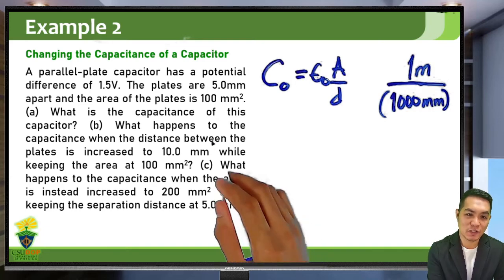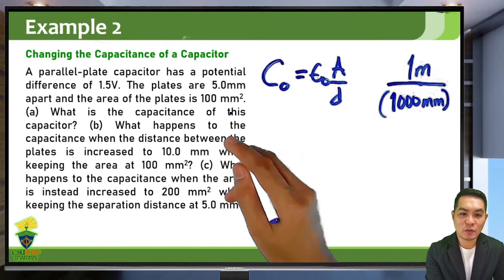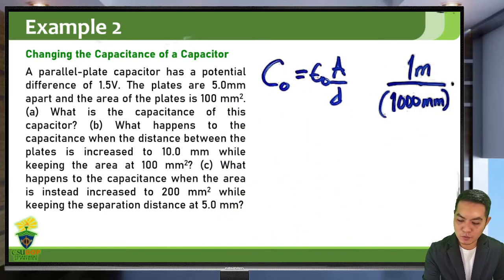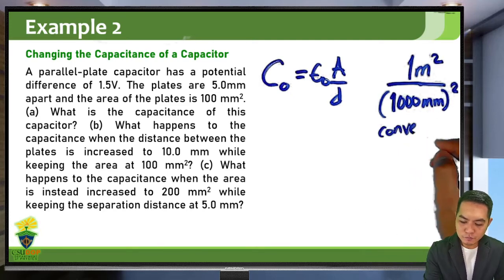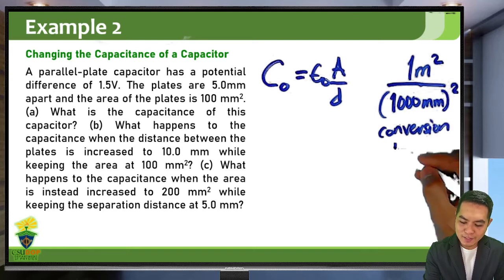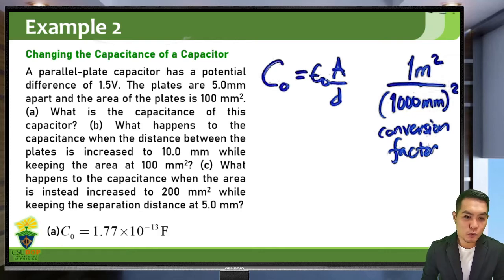You multiply this in your 100 millimeters squared. But take note, we need to get rid of the millimeter squared units. So you square this one, square this one, square this one. So that is your conversion factor. You multiply this to your area and you will get a result. So you do that and you will get a value of 1.77 times 10 to the negative 13 farads.